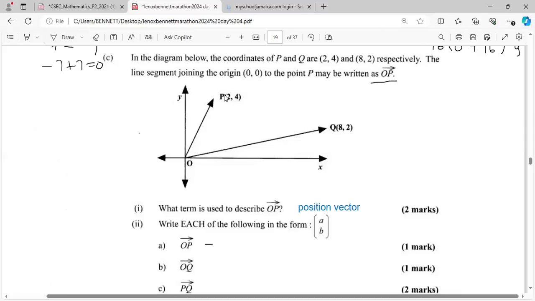Now OP was what? 2, 4. So all we do, we use the same 2, 4, but we're going to write it in the column form. So it would be this. This 2, 4 here, we just rewrite it as this in the column form. That's it. So if they say write it as a column vector, this is what they mean. They use the same number and you write it like that. So that would be 2, 4, and same thing with OQ.